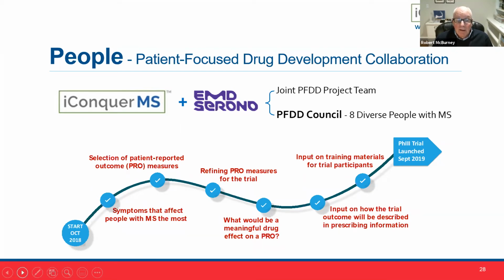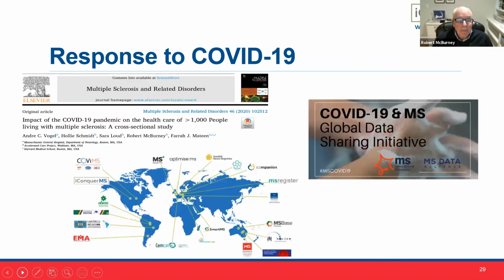And the council was involved in many different aspects of the clinical trial design and implementation, all the way from deciding on what patient-reported outcomes should be included in the clinical trial outcome measures, all the way through to how the trial outcome should be described in prescribing information once the drug is approved. And so I think this is one of the great things that a registry that involves both people and data can really contribute. And I can tell you that the council members were very excited to be included in this way.